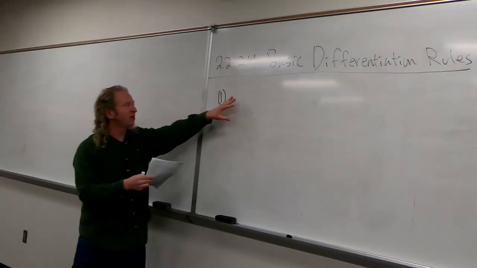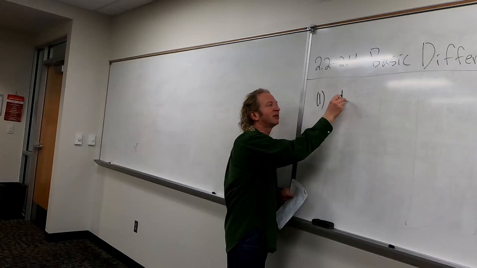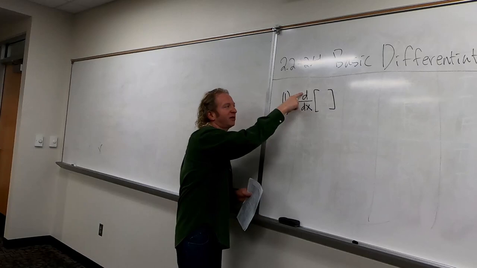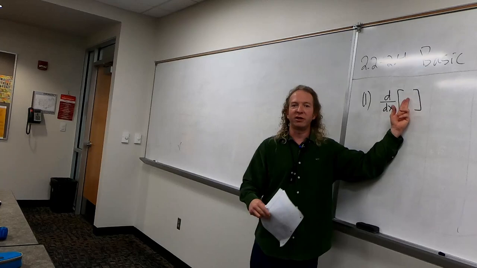So I'm going to use this notation that we talked about but haven't used yet: d/dx of, so this means take the derivative and x is the variable. So with respect to x of whatever I put here, I'm going to put a c here. So c is a constant. So this is a formula.